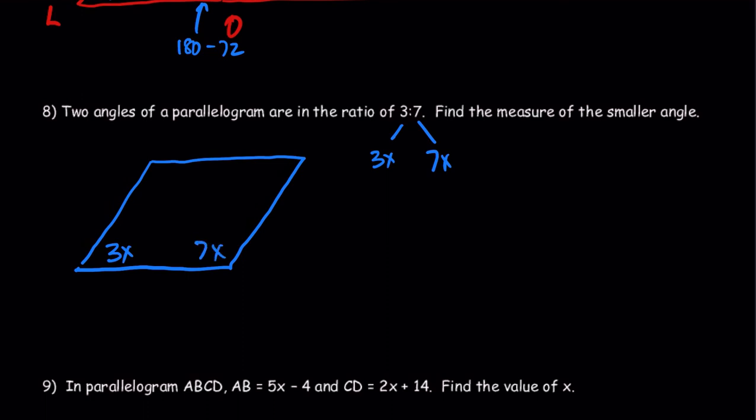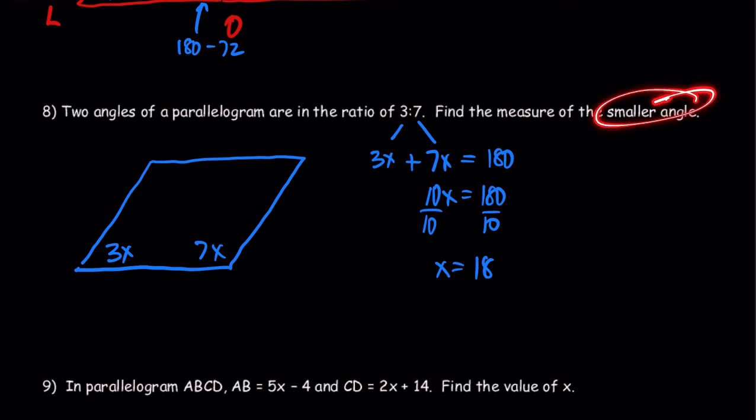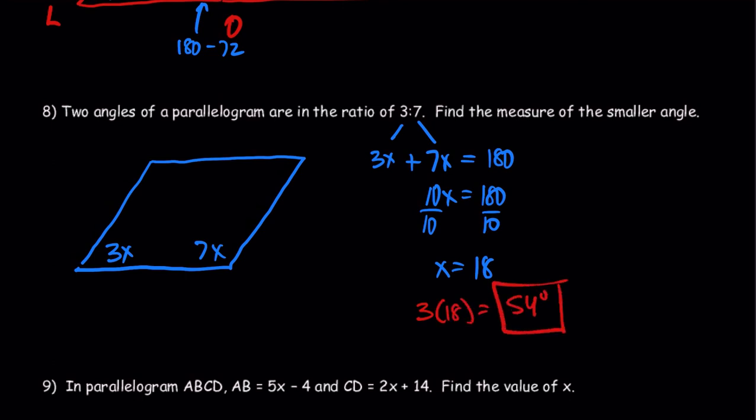The equation is really simple. 3x plus 7x, I'm actually going to do it right here, equals 180. Combine those, I get 10x equals 180. Divide by 10. X equals 18. The question wants you to find the smaller angle. Well, that's 3x. 3 times 18 equals 54 degrees. You can put it in the figure if you wanted, or you can just circle it down here.